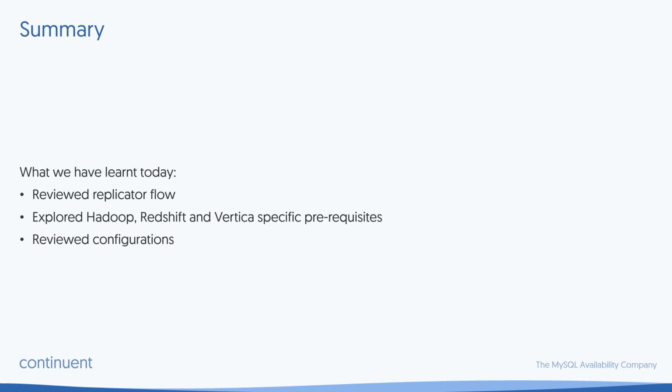So in summary, what have we learned? Well, we've looked at the Replicator Flow. We've looked at Hadoop, Redshift, and Vertica specifically, and the prerequisites, configurations, and the various things you need to consider for them in terms of block commits and how to tweak and tune these to suit your use case.